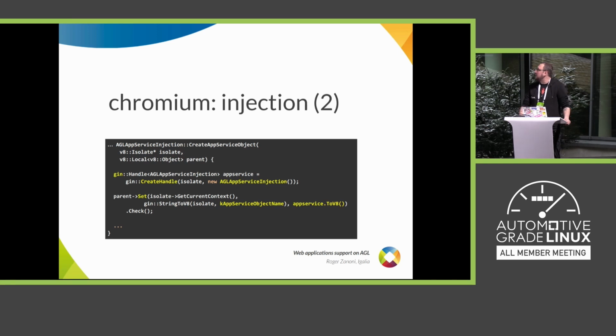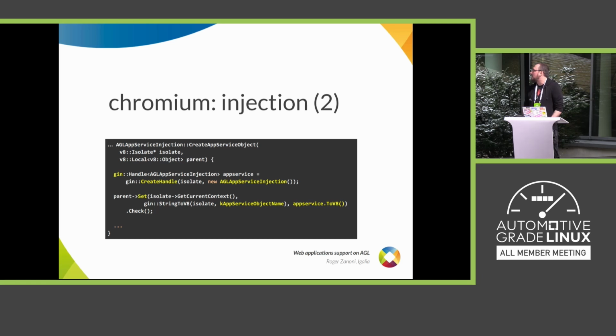This is the code that injects the call to the start on the JavaScript context. The isolate is actually the V8 context that's available on every renderer process. Every renderer process has a different one, and Gin is a helper library that makes it easier to interact with the V8 JavaScript engine.